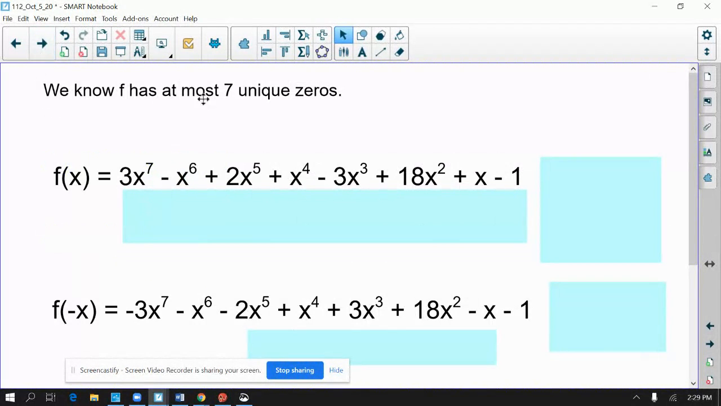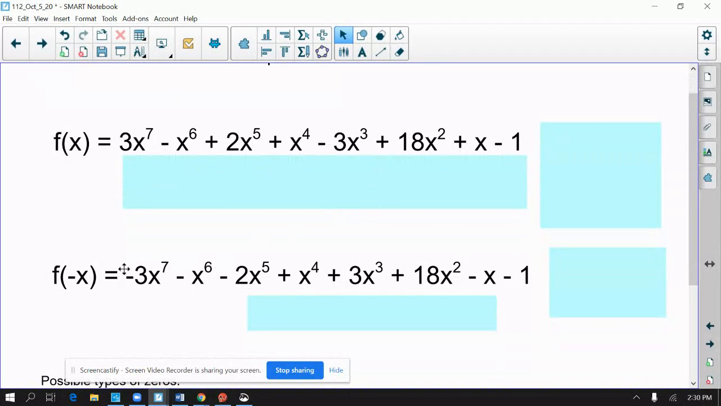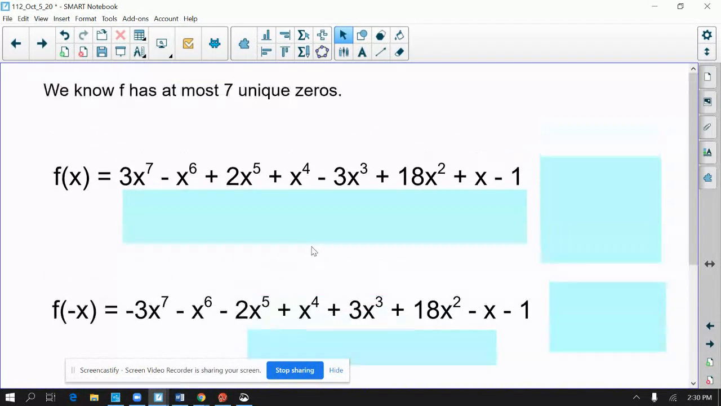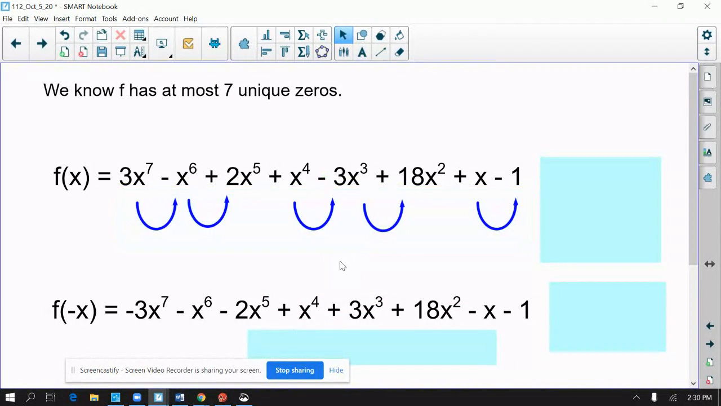One more example with these. Pause the video here and figure out how many possible positive real zeros there are with f of x, and then work out how many possible negative real zeros there could be. Hopefully you paused the video, and it's all about those sign changes.